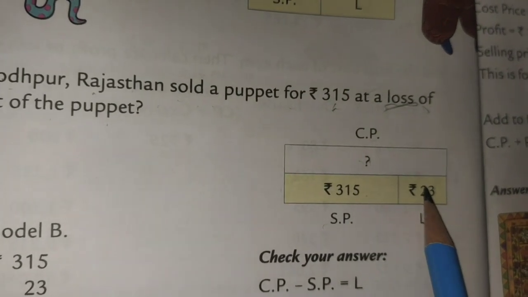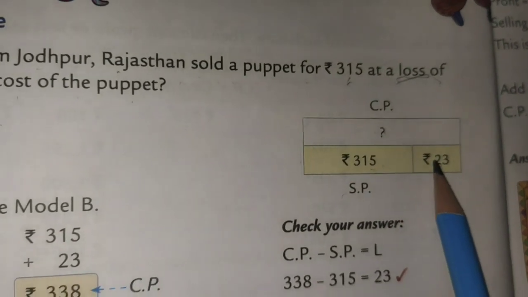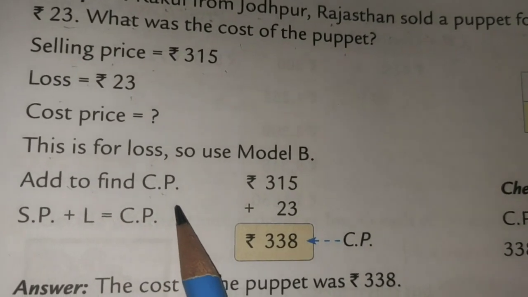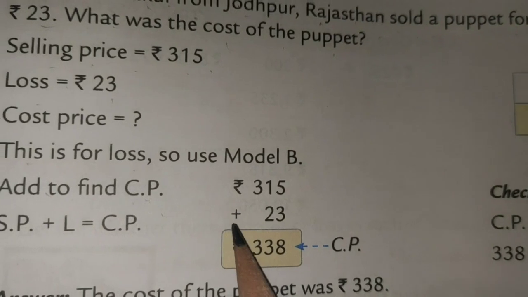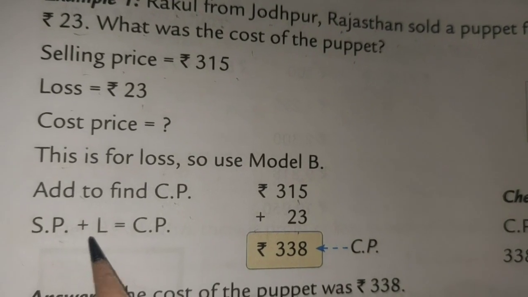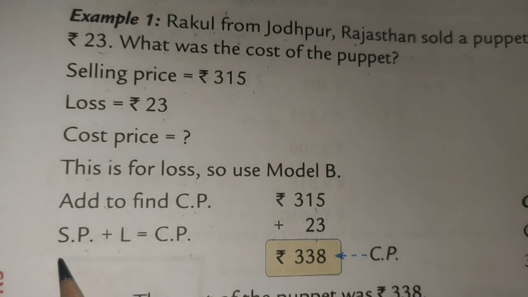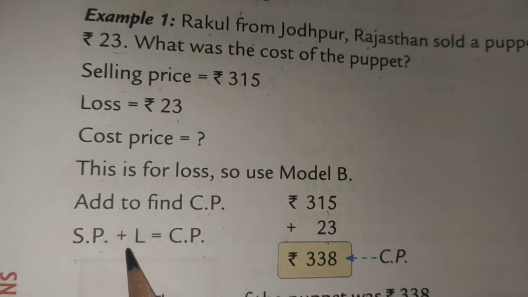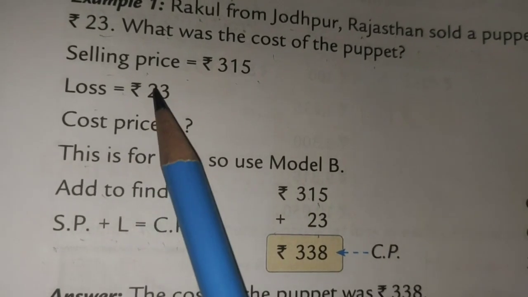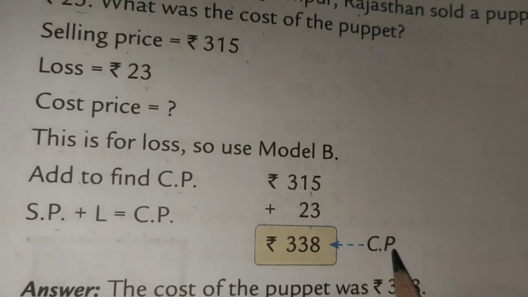So for finding cost price, of course we have to add these two numbers. So we have to add 315 plus 23. Selling price plus loss is equal to cost price. This is the formula, you have to learn it. So whenever loss is given, you have to add the selling price and loss. So you get the cost price.